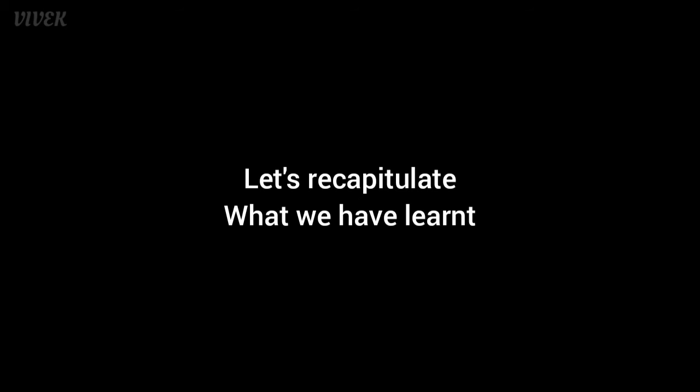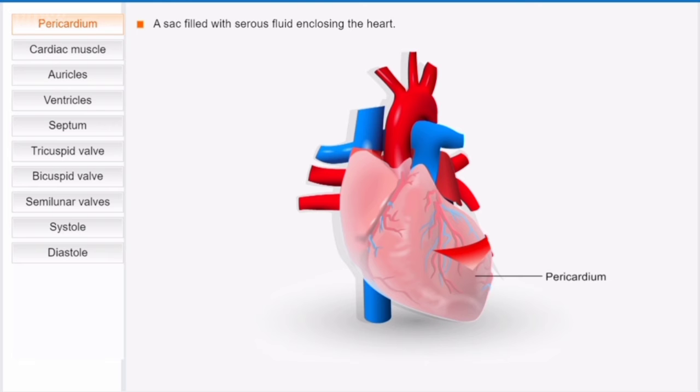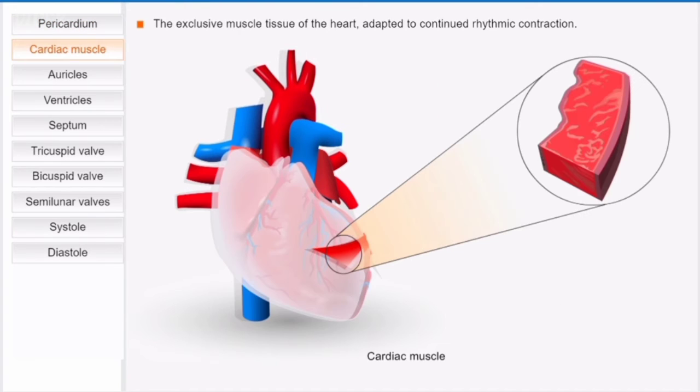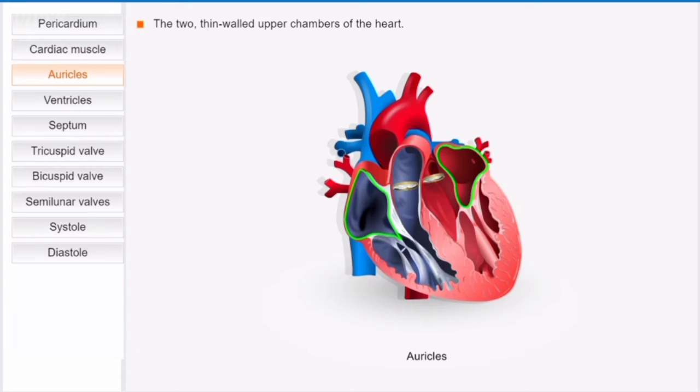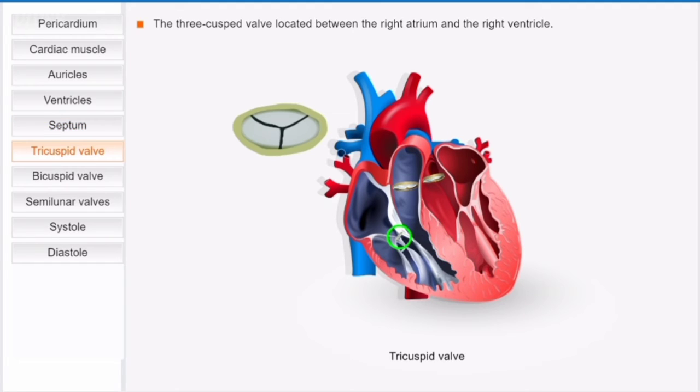Let's recapitulate what you have learned. Pericardium. It is a sac filled with serous fluid enclosing the heart. Cardiac muscle. It is the exclusive muscle tissue of the heart, adapted to continued rhythmic contraction. Auricles. It is the two thin-walled upper chambers of the heart. Ventricles. It is the two thick-walled lower chambers of the heart. Septum. It is the partition separating the two ventricles. Tricuspid valve. It is the three-cusped valve located between the right atrium and the right ventricle.